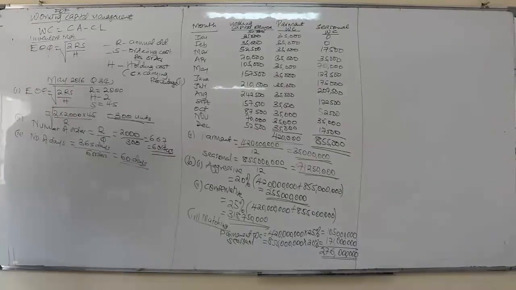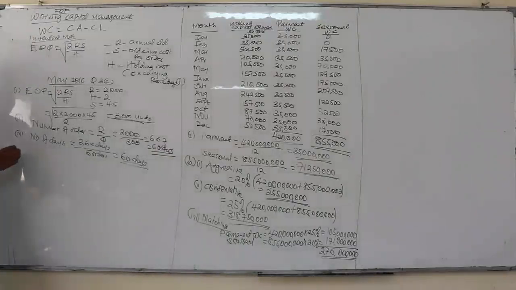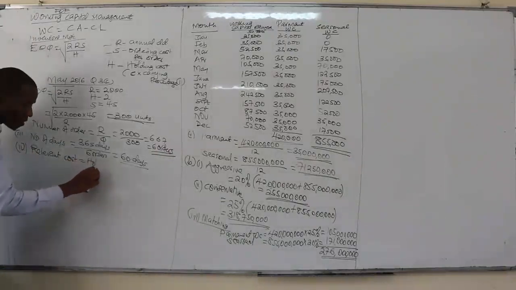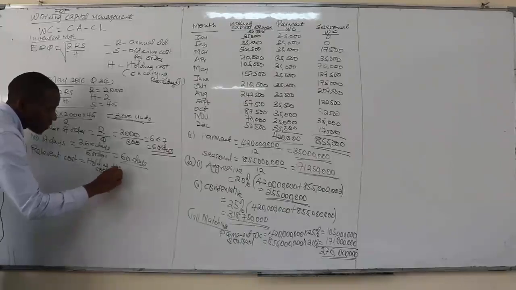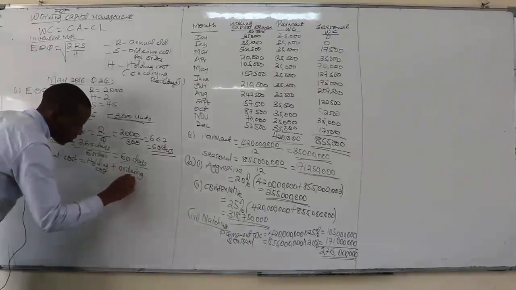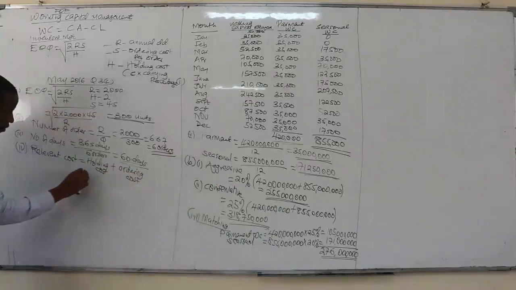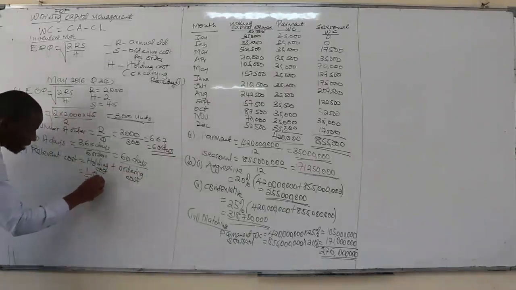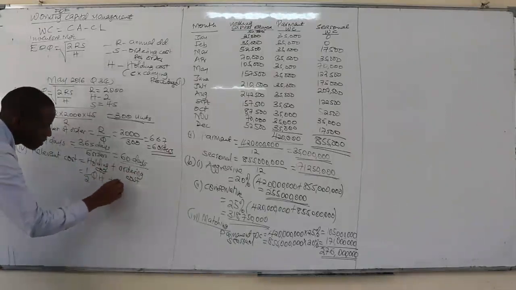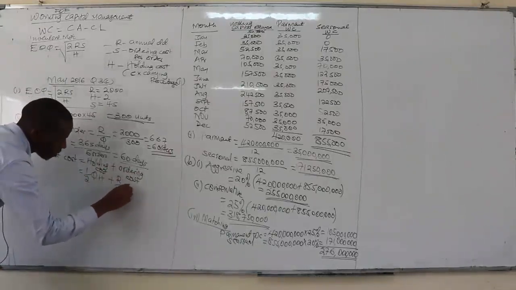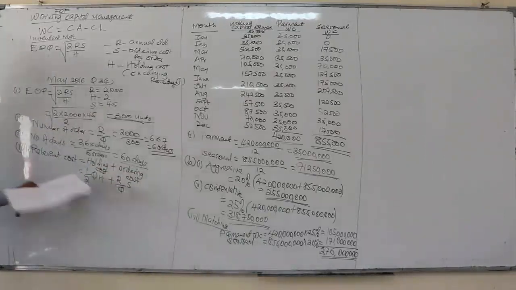Now the other one is to advise the management whether the decision to double its ordering batches could be undertaken. For you to know that, you have to determine what we call the relevant cost. The relevant cost here is the holding cost, to which you add the ordering cost. The ordering cost is R over Q multiplied by S, where in this case Q is the economic order quantity.